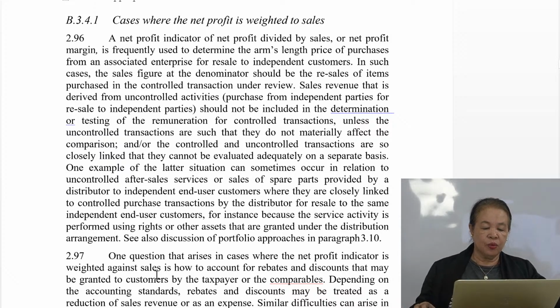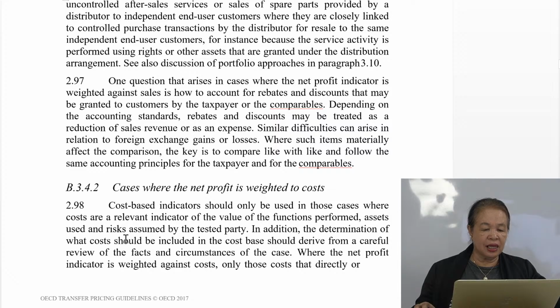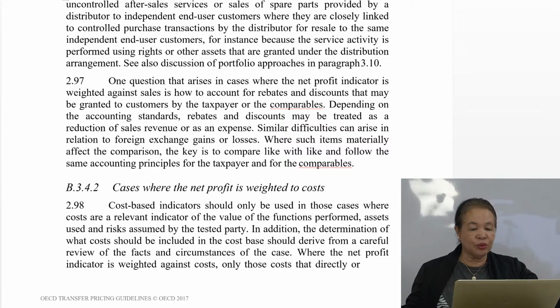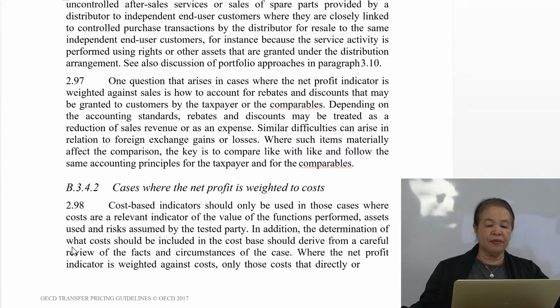So one question that arises in cases where the net profit indicator is weighted against sales is how to account for rebates and discounts that may be granted to customers by the taxpayer or the comparables. So depending on the accounting standards, rebates and discounts may be treated as a reduction of sales revenue, or as an expense. Similar difficulties can arise in relation to foreign exchange gains or losses. So where such items materially affect the comparison, the key is to compare like with like and follow the same accounting principles for the taxpayer and for the comparables.